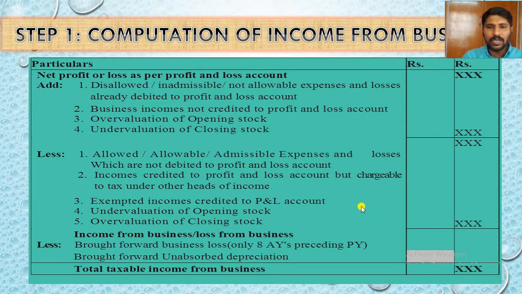Okay, these are the less items, you have to make a total that is to be deducted from the profits. Then you will get the income from business or loss from business. From that, if any brought forward business loss or brought forward unabsorbed depreciation, you have to deduct. They are a set of losses. That set of losses you have to deduct from the income from business of the company.